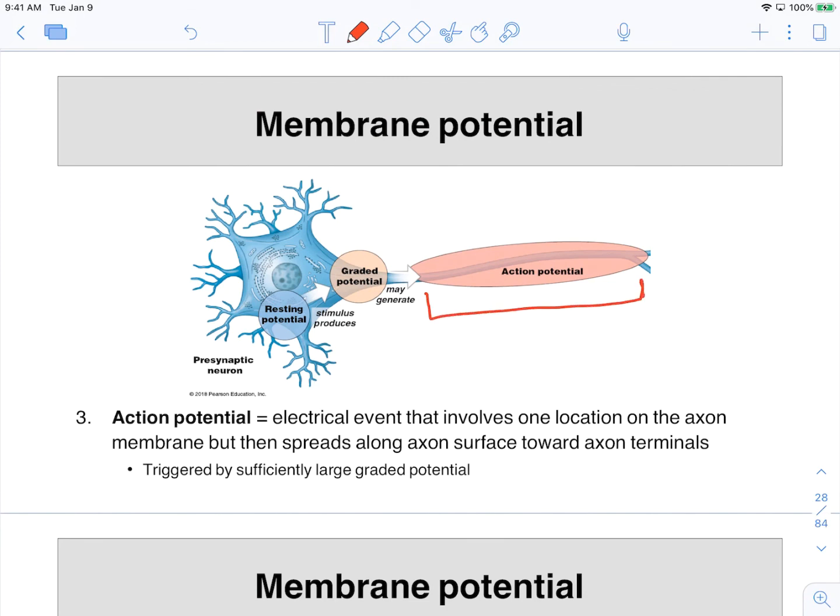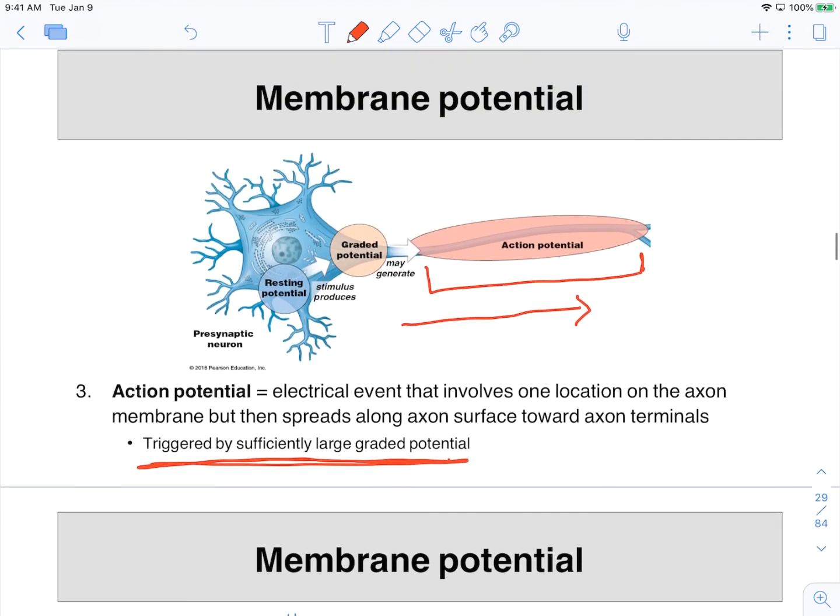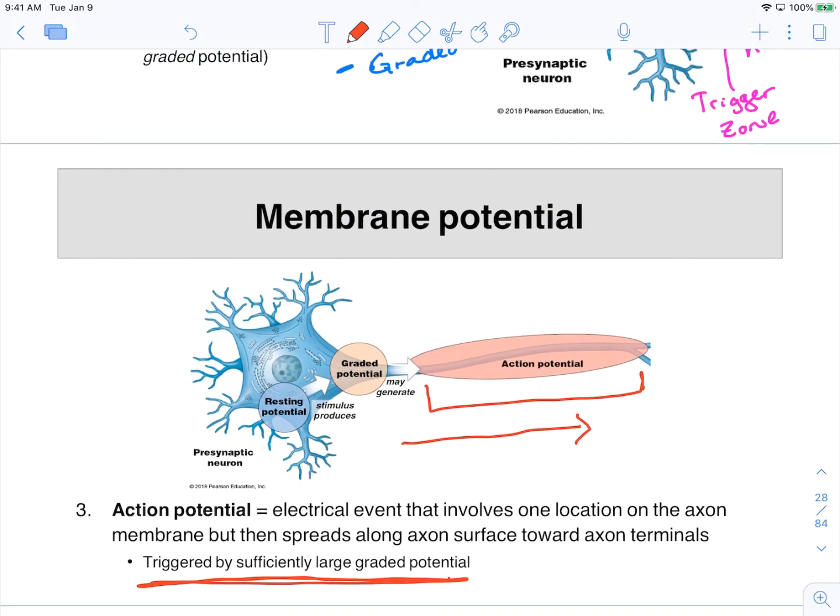This electrical current, just like the current that runs through the wires in your wall. And this electrical current is generated in the trigger zone or by the trigger zone in the axon hillock, and it will travel in one direction and one direction only. It travels away from the cell body to the nerve terminals. It only is produced if there's a sufficiently large positive graded potential. And we're going to look at all of these details in just a little bit. But let's go ahead and go to the whiteboard for our next video.